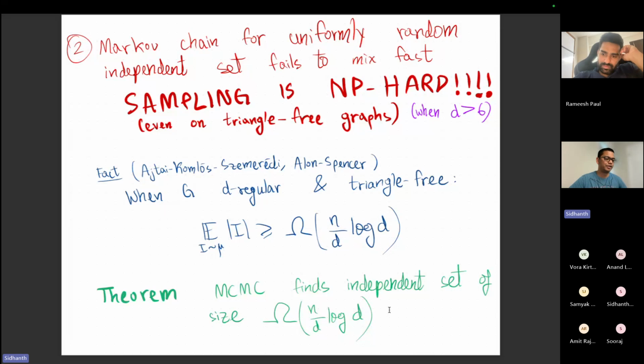So I guess this is an example of when you care about optimization, finding a large independent set. A sampling algorithm would have helped you do it, but even though you fail to sample, you still succeed at optimization.